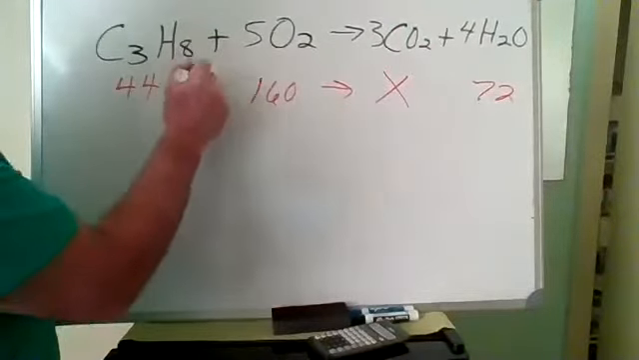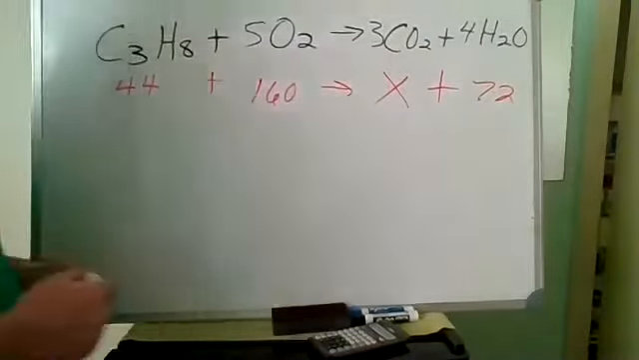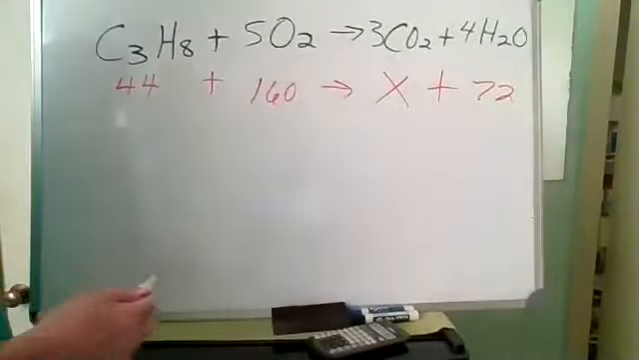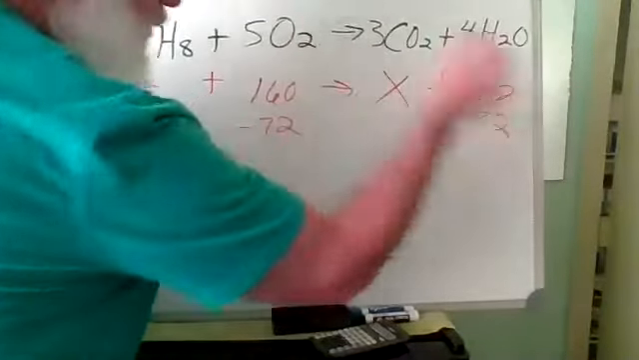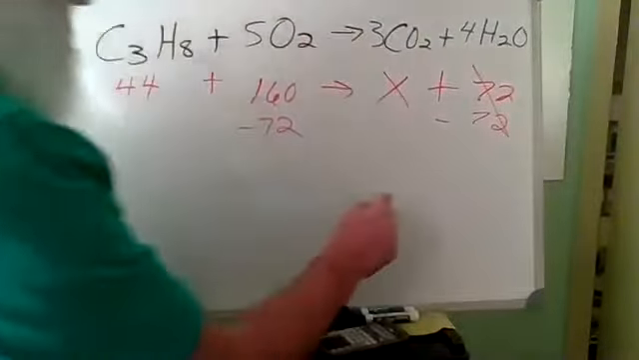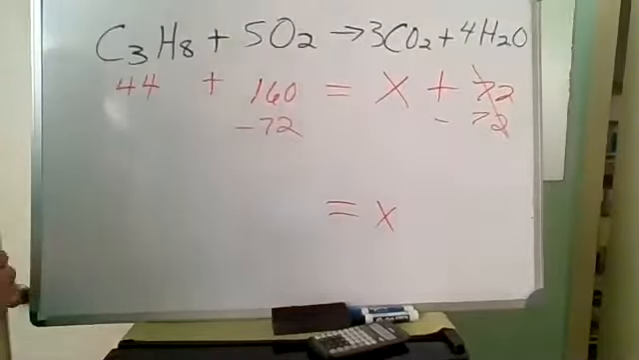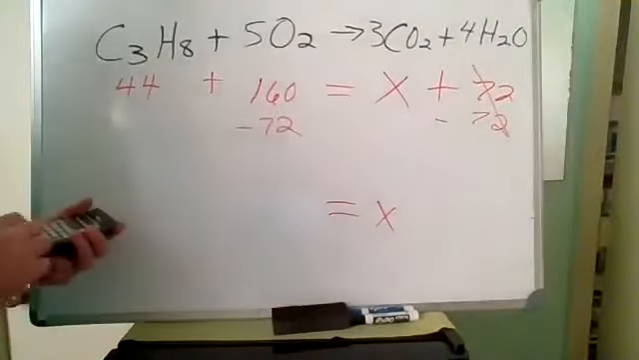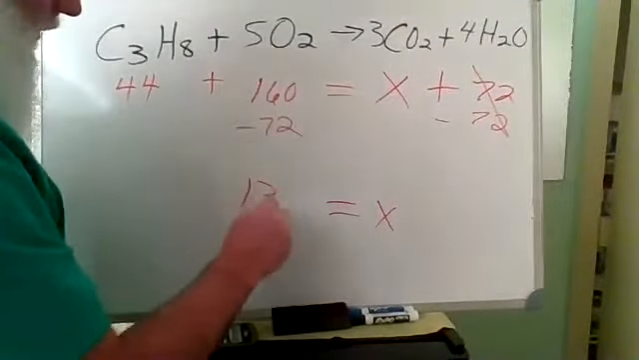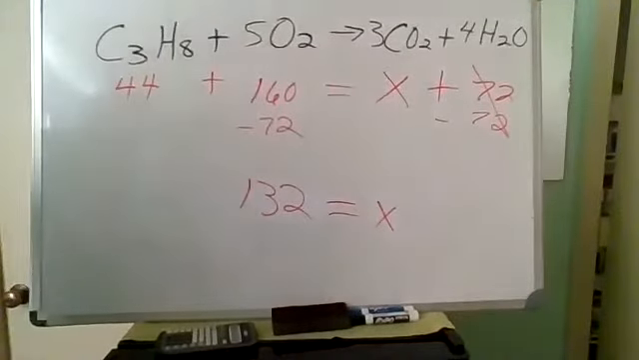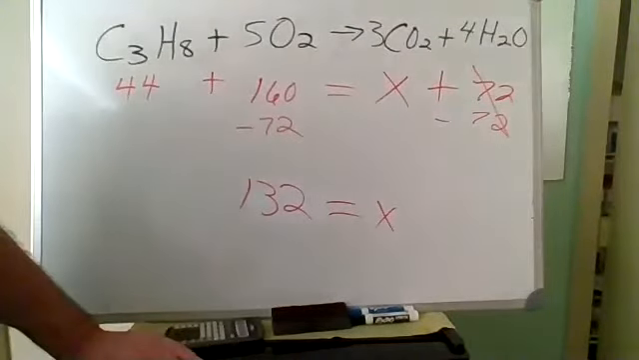So we're going to bring down our plus signs here, and we're going to solve for x. Well, 72 is being added to x, so I'm going to subtract 72 from both sides. Actually, we said we were going to put an equal sign here. So that's 204 minus 72, and I'm too tired to do it in my head. So I see 132 grams. We get 132 grams of carbon dioxide gas out whenever we burn 44 grams of propane.